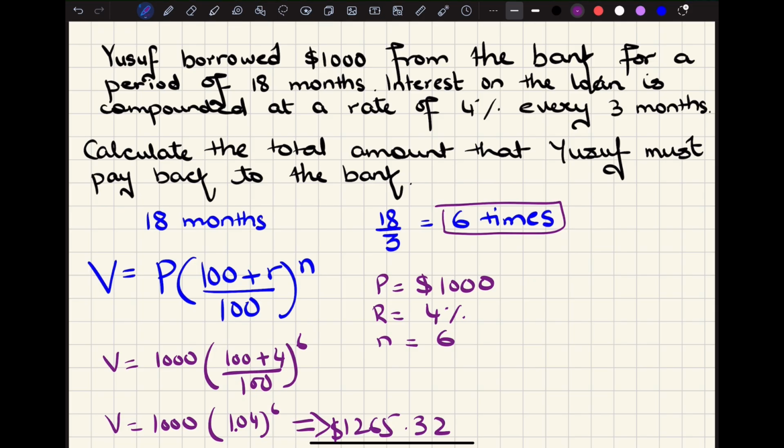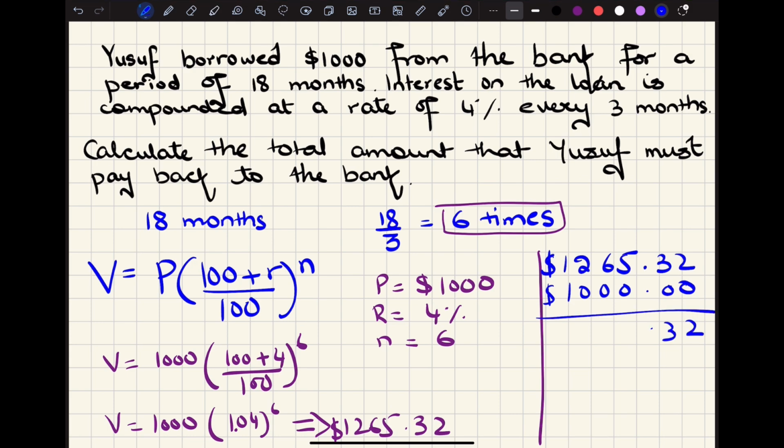Okay, so how much interest did he pay? Even though the question is not asking, but just to make sure that you understand that he borrowed $1,000, he's paying back $1,265.32 to the bank, but he borrowed $1,000 only. So what is the amount of interest that he has paid? So he's basically paying $265.32 for a $1,000 loan. Okay.